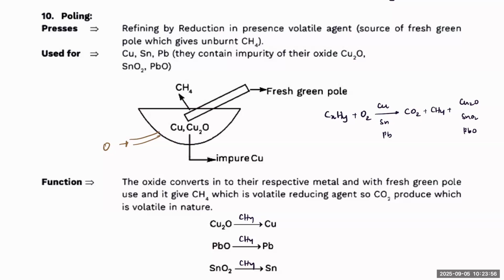So this unburnt methane in this hot condition will be able to help the impurities present in the form of oxides to get reduced into their metal form. So Cu2O will get reduced to Cu, and CH4 will get oxidized to CO2. Are they clear? This way the poling is being done.